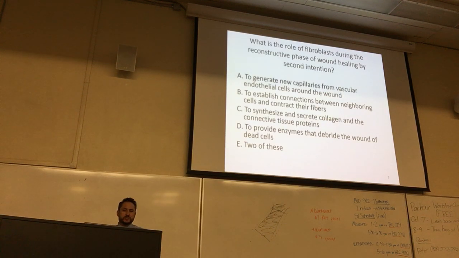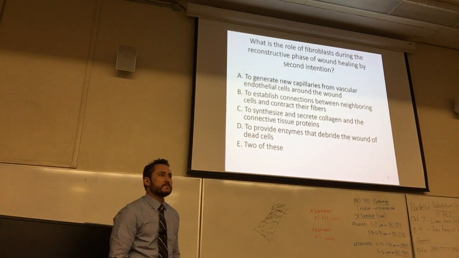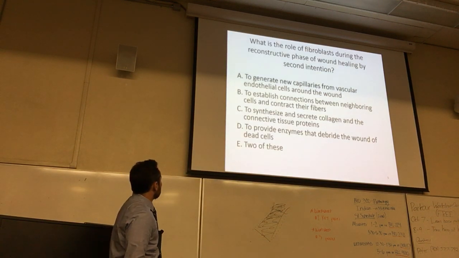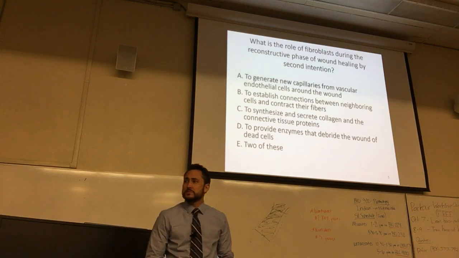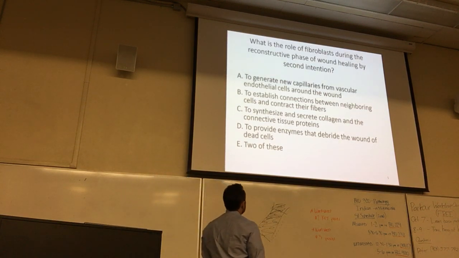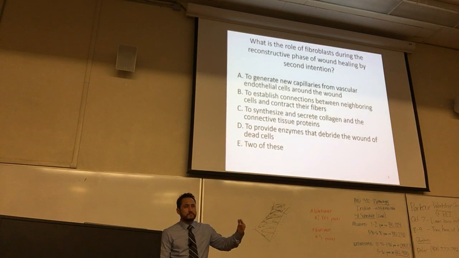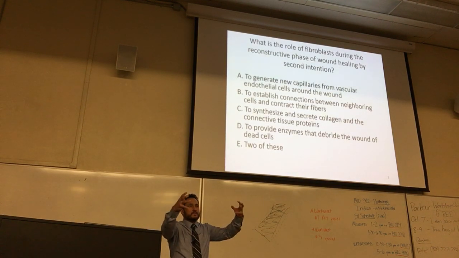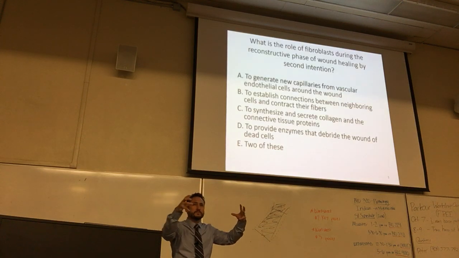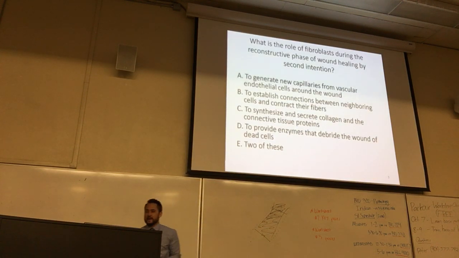C, synthesize and secrete collagen and the connective tissue proteins. Anybody else like another one? Two of these. So what are the two? B and C, establish connection between neighboring cells and help to contract their fibers. Yeah, I like that one too. So it would be B and C. Remember, that's that collagen accumulation, and that's the wound contraction phase that we went over in that diagram. Very good.